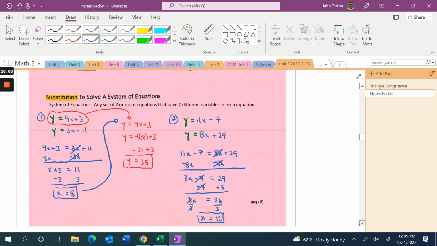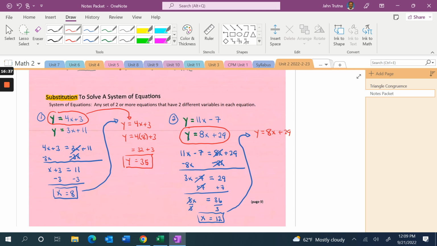Because my system of equations also has a y in it, I am going to take that x equals 12, and I'm going to substitute it back into either one of these equations. And for the second example, I'm going to substitute it back into the second equation. Okay, so my second equation is y is equal to 8x plus 29. Now, fun fact, it does not matter which equation you substitute the 12 back into. Both of them will work out to give you the same value for y.